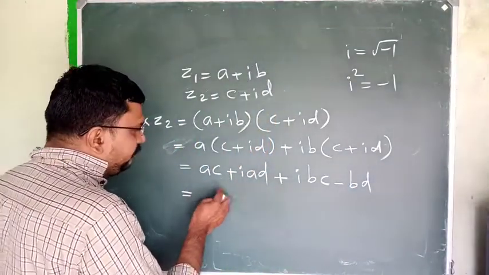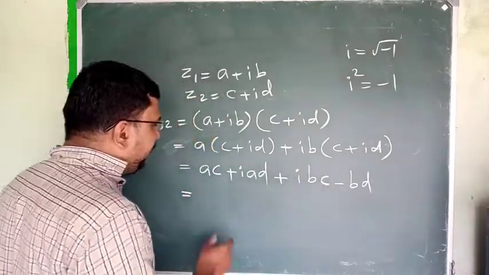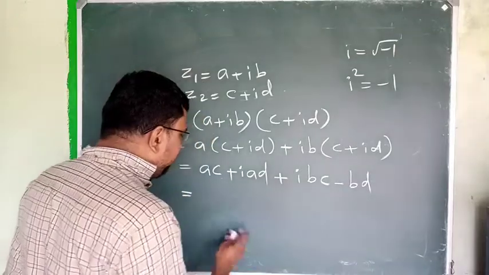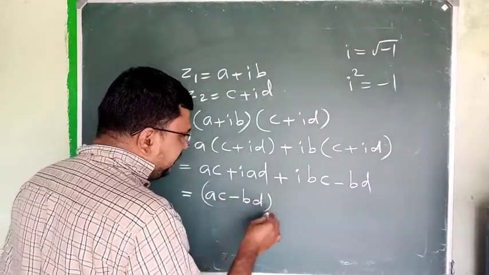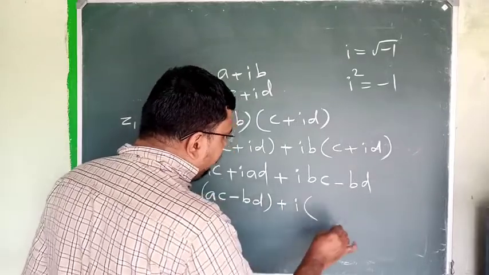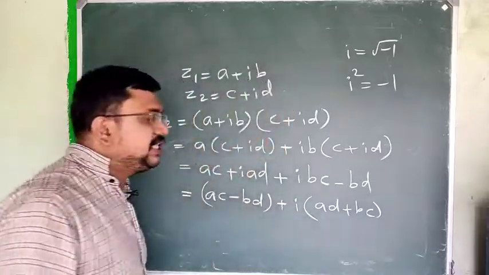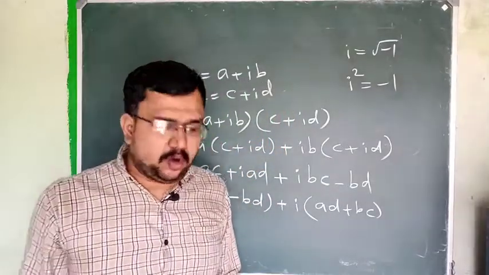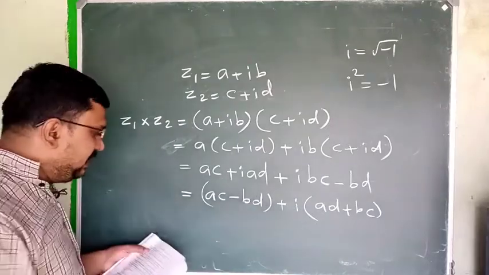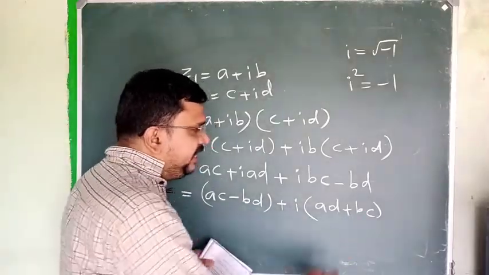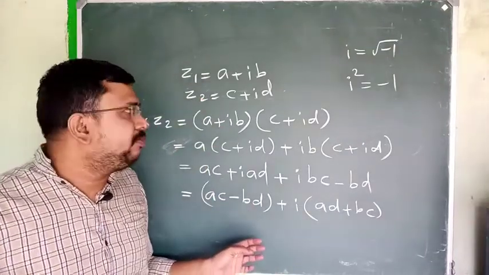That is equal to, we can combine the real part and imaginary part. Here is ac and minus bd, ac minus bd, first set, plus i into ad plus bc. This is the multiplication of two complex numbers. Okay, remember that: ac minus bd plus i into (ad plus bc). That is the multiplication of two complex numbers.